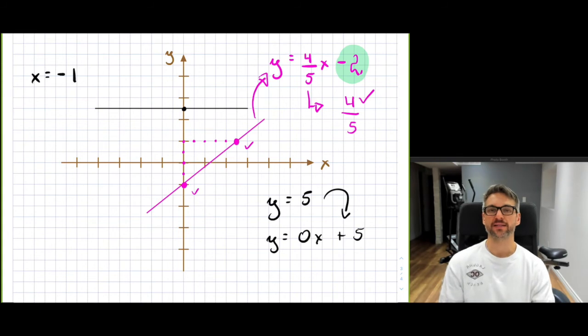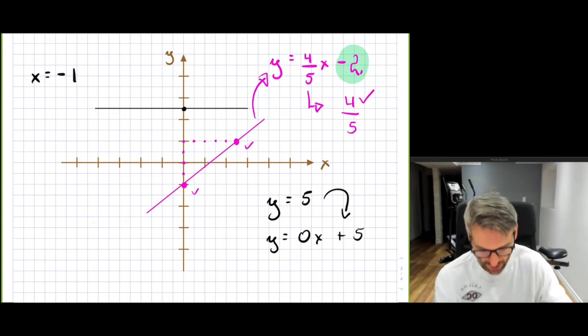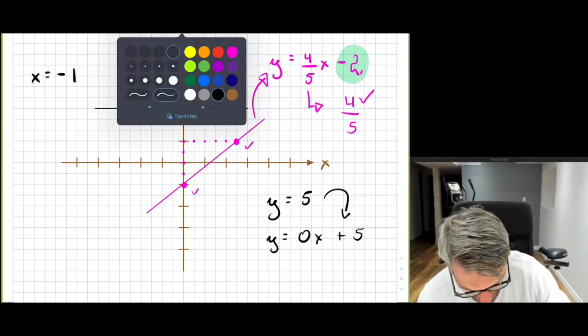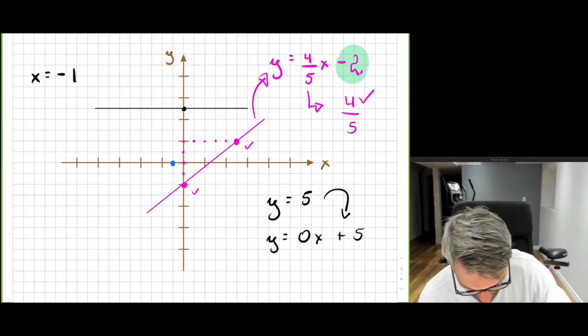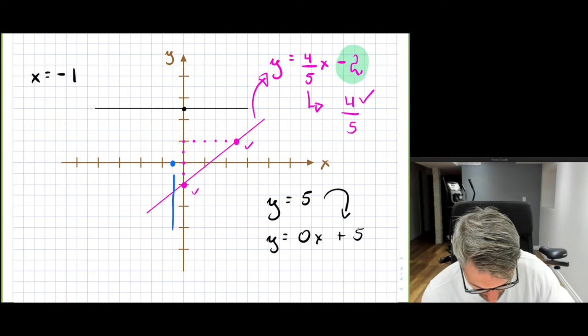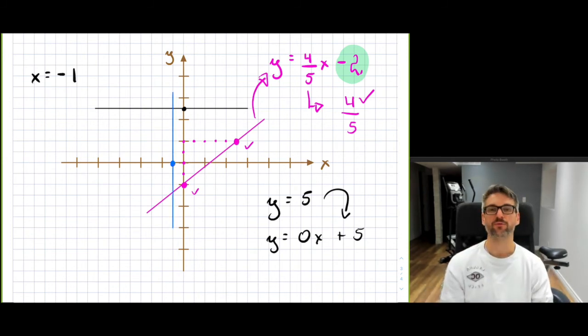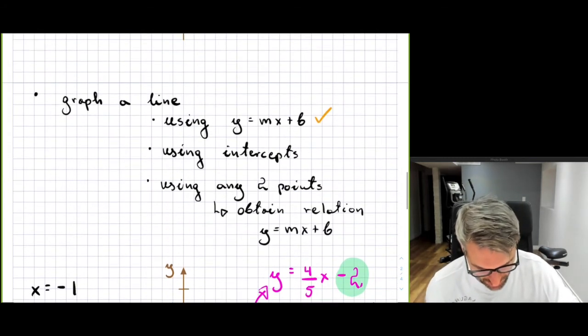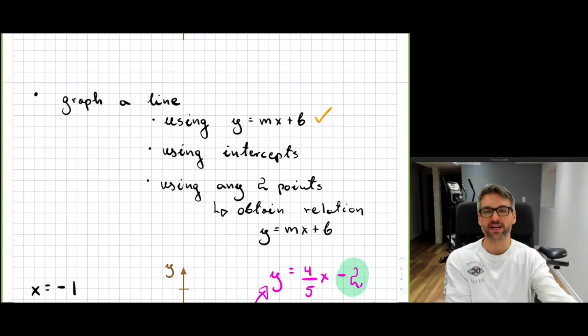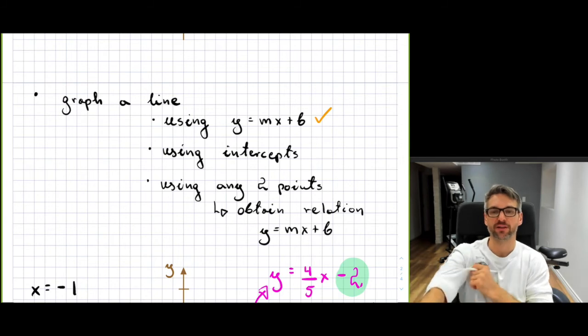So in this case, it's a vertical line. Where you're finding your x, in this case x = -1 would be right here, and this would be a vertical line going right through that -1. Now you can draw the arrows if you like because they are lines. So there you have it. That was using y = mx + b to actually graph a line.